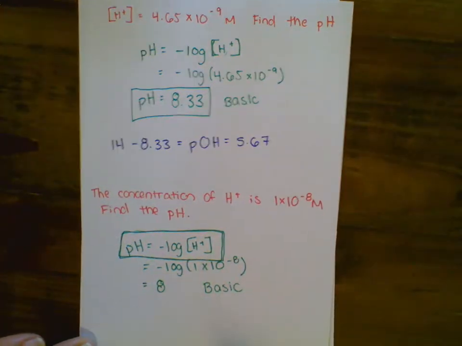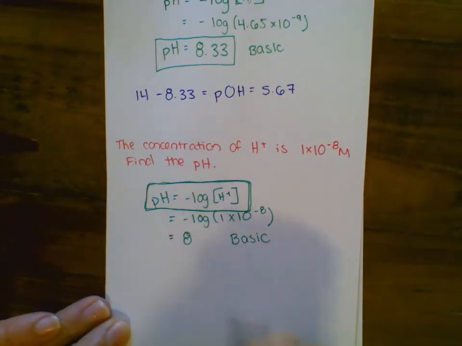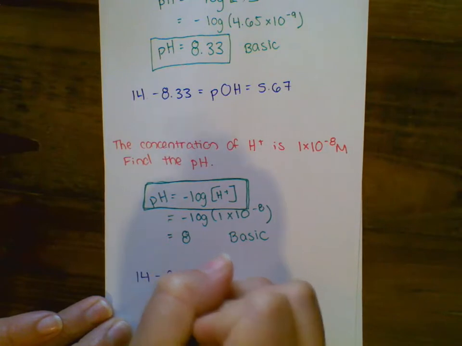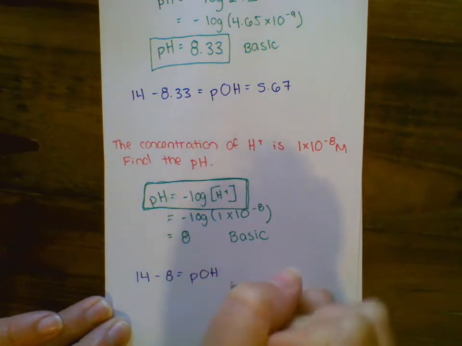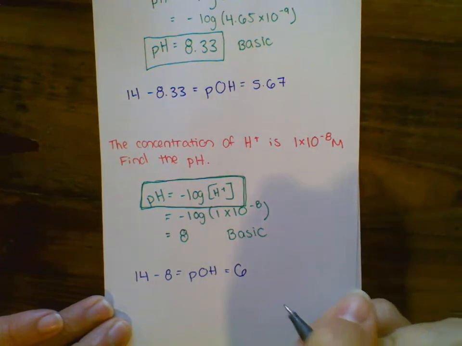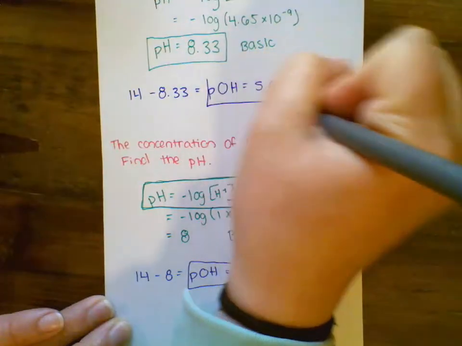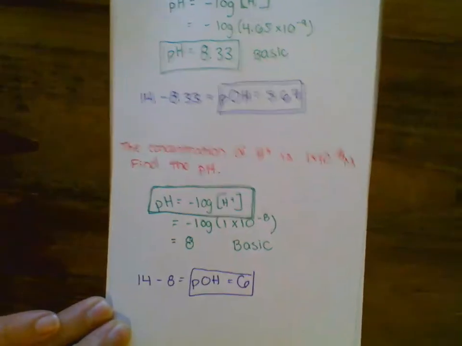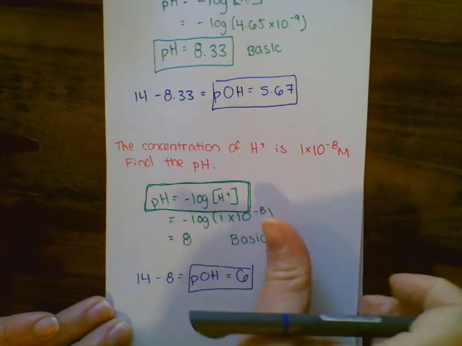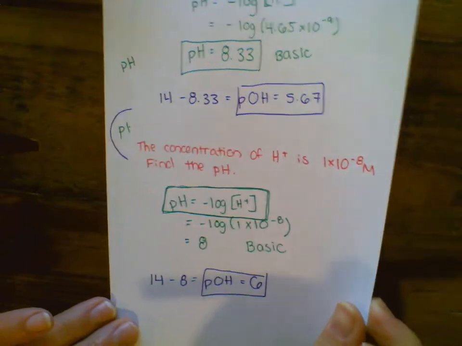Again, I can use the same process down here. Here I have a pH of 8. So 14 minus 8 is going to give me my pOH value, which in this case is going to be 6. So there are 2 examples of going from pH to pOH. We said that's probably a little less useful, but we can do it.